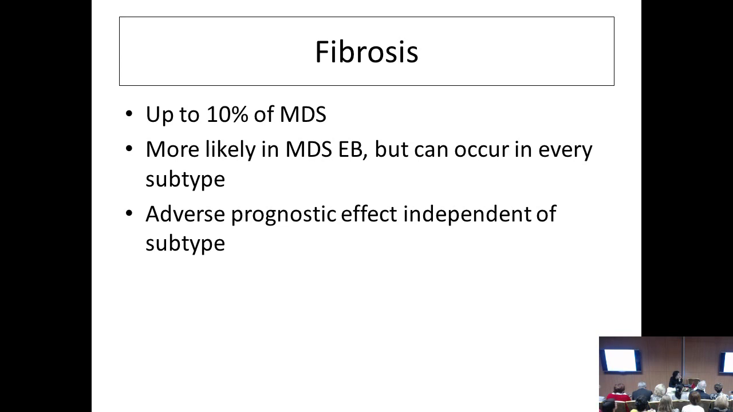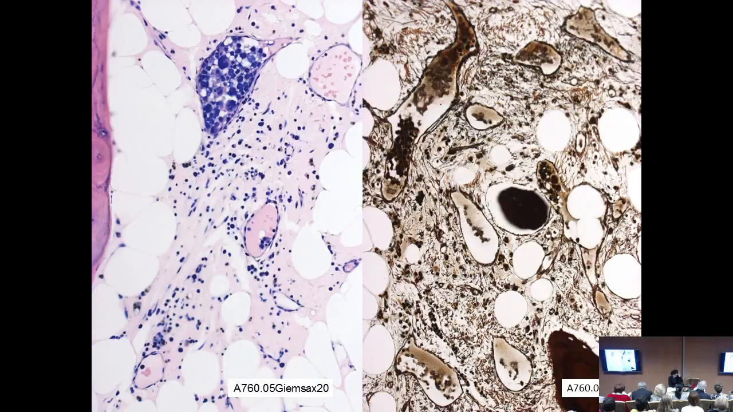For example, ring sideroblasts usually have a good prognosis. When fibrosis is present, the prognosis is worse. So it is an important prognostic marker which should be considered, and therefore it is recommended to do a fiber stain in MDS cases when you have a bone marrow biopsy from these cases.